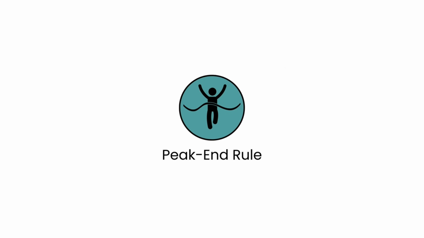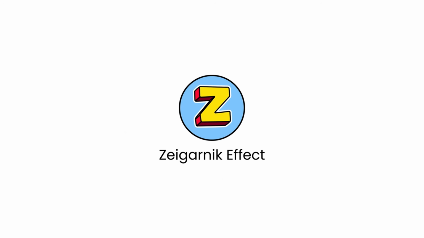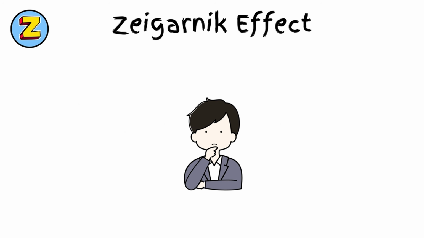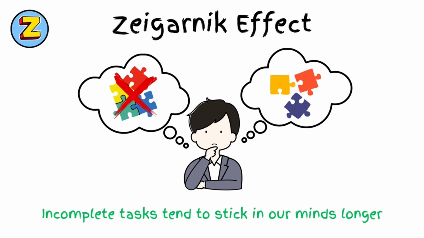Peak end rule. We tend to judge an experience by how it felt at its most intense moment, and its ending rather than averaging out every single moment of the experience. Zeigarnik effect. This principle suggests that we're more likely to remember tasks we've left incomplete or interrupted than those we've finished, as incomplete tasks tend to stick in our minds longer.